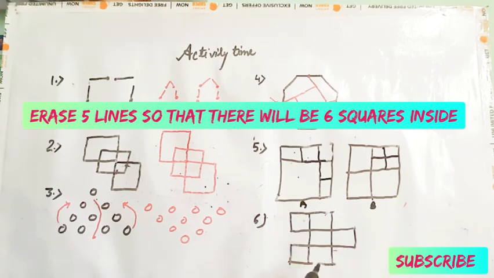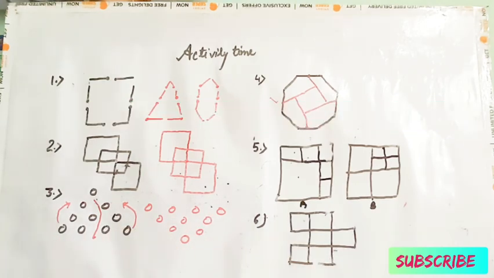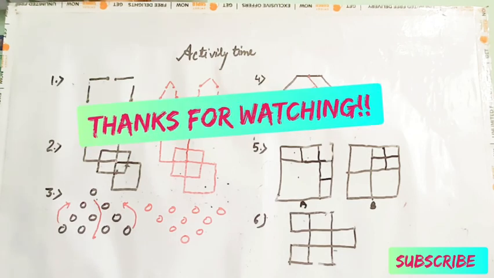Now you can see only 6 squares are there inside. In the same way you can complete the pages.